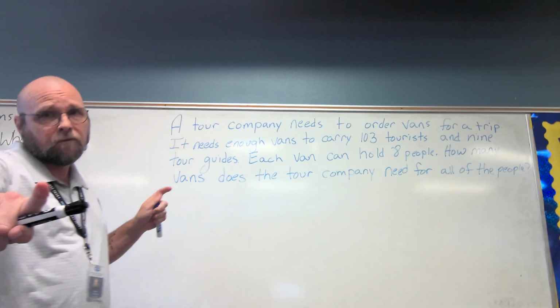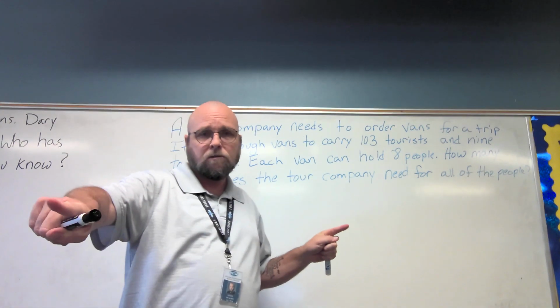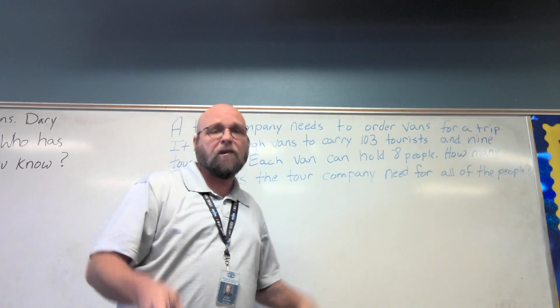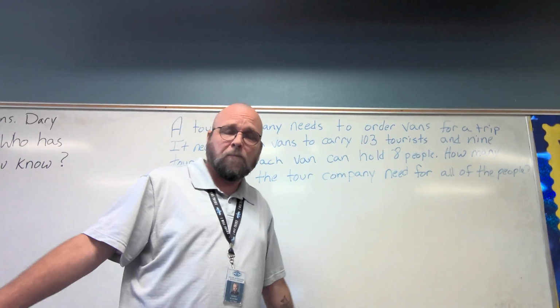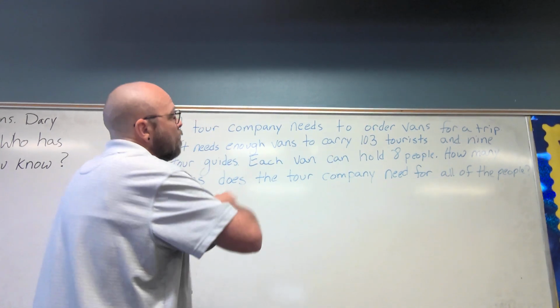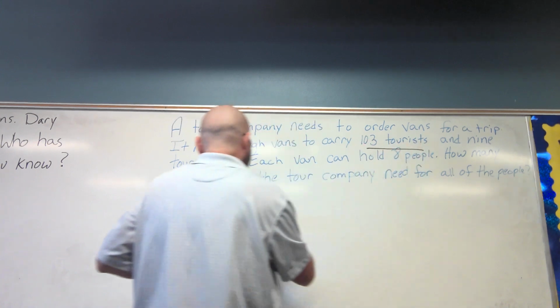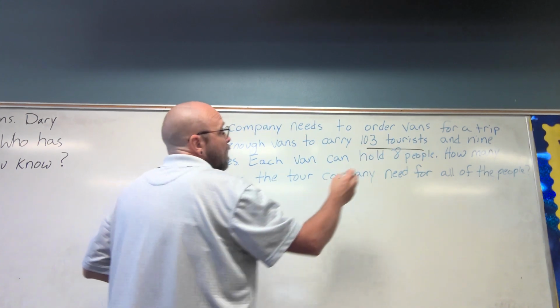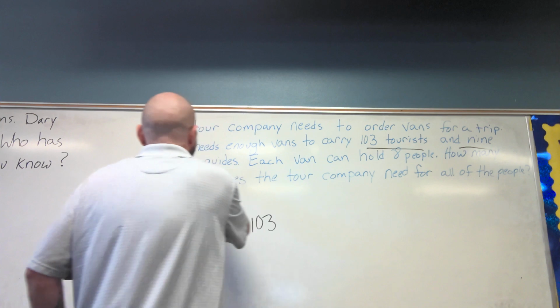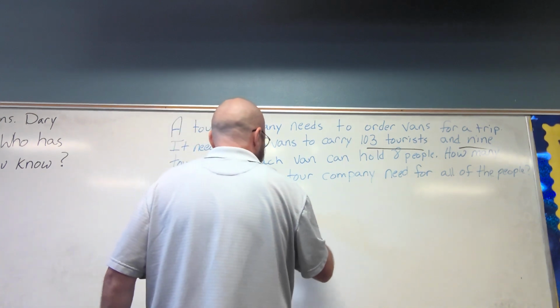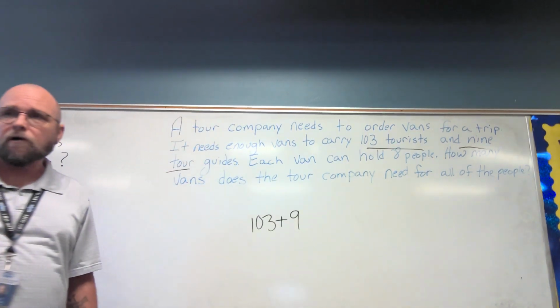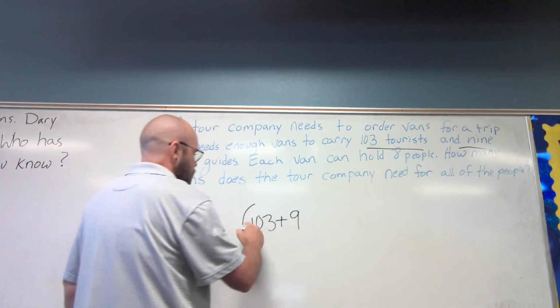Well, the first step we have to figure out is how many people there are, because we can't do it unless we know how many people there are. Well, we know there are 103 tourists and 9 tour guides. And this is how we figure out the total number of people.